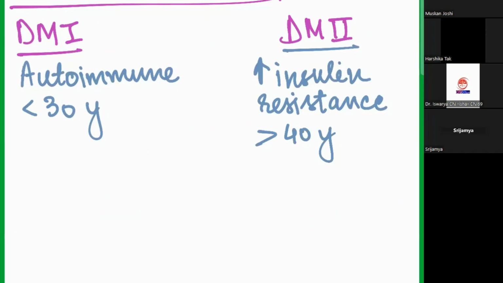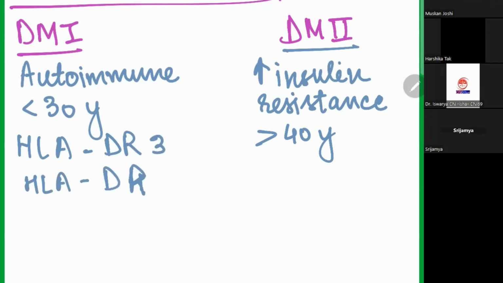Now, they might ask which type of HLA system is associated with type 1. For USMLE, they will make your questions tougher. They know that everyone knows about diabetes mellitus, but how you can associate it more. If we are talking about an autoimmune disorder, it is associated with HLA DR3 and HLA DR4. So they might ask you a question like this. Next, they will ask you about ketoacidosis, because in both cases ketoacidosis is possible. And what is ketoacidosis?